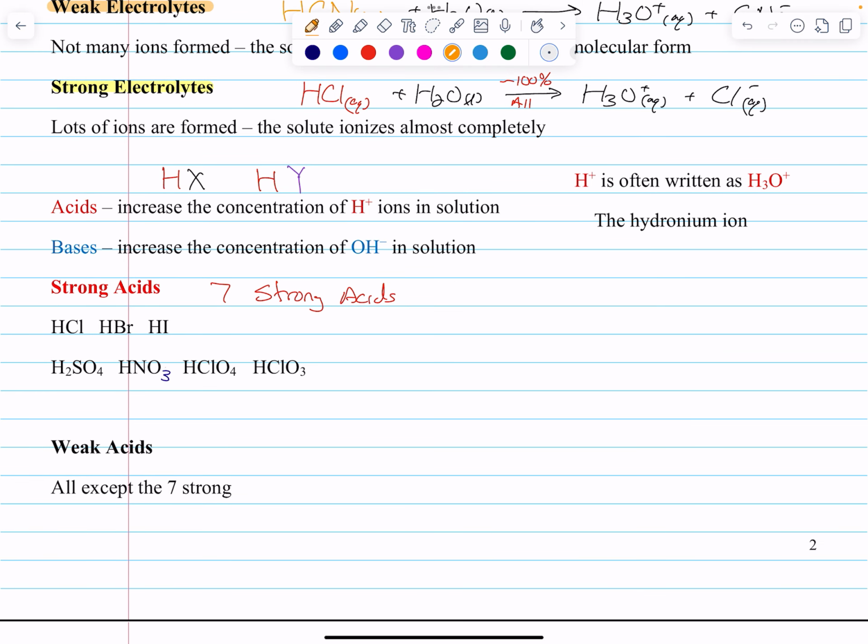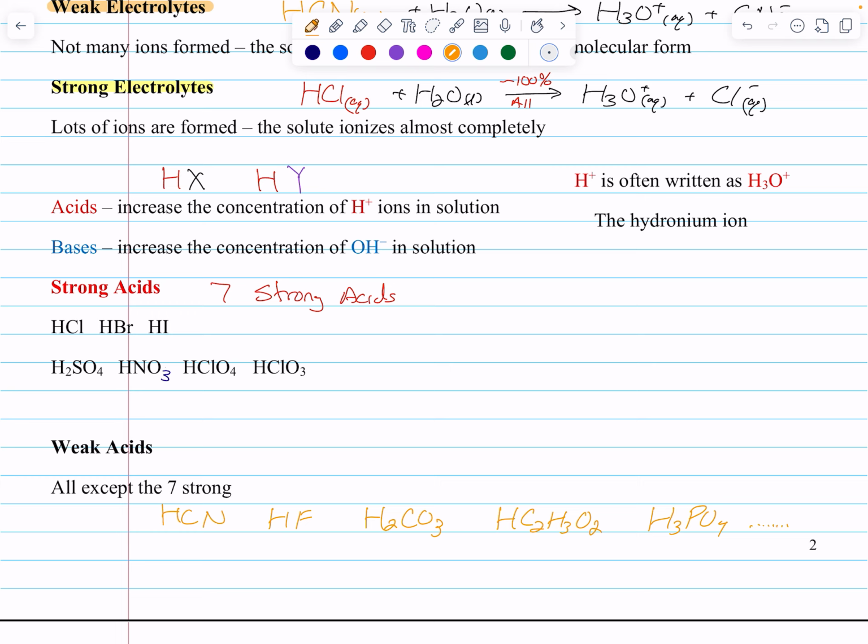So like HCN, HF, H2CO3, HC2H3O2, H3PO4, and the list goes on and on. All right, those are all weak. Now, what's the difference between a strong and a weak acid?